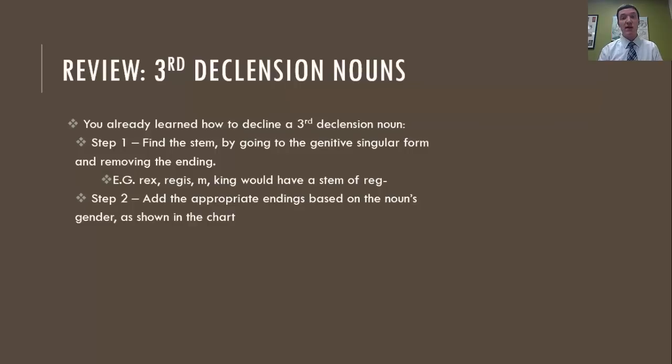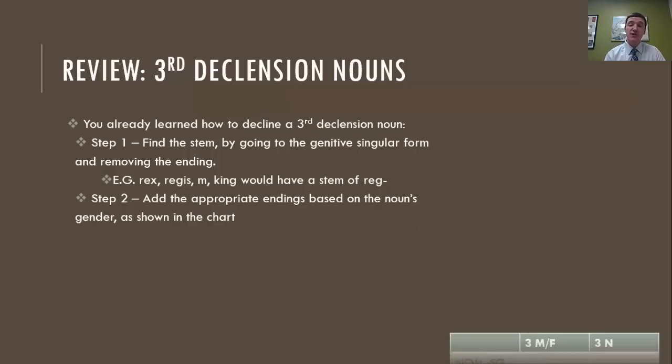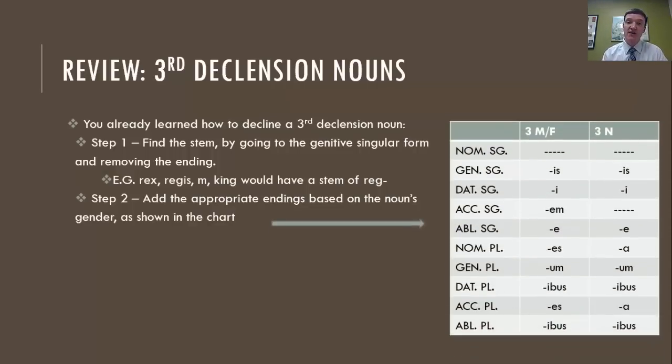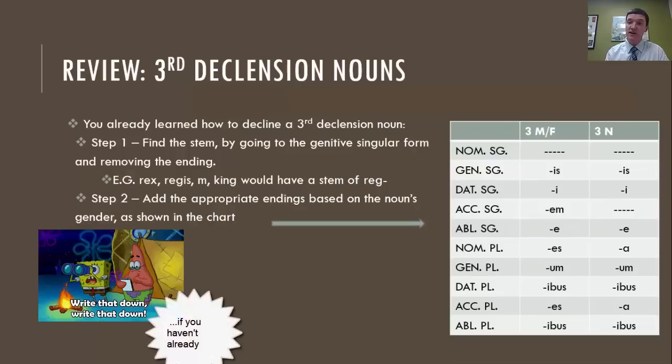So the example that you see there, rex, regis, you go to regis and you drop the -is, you have reg, right? You don't use the x from rex, that doesn't matter. It's like if you had $1, the nominative gives you 10 cents, the genitive gives you 90, right? The genitive gives you a lot more information that you need to deal with. Step two, right? Based on the noun's gender, you see a little chart here of your endings. Slightly different from the masculine, feminine to the neuter, but nothing too complex.